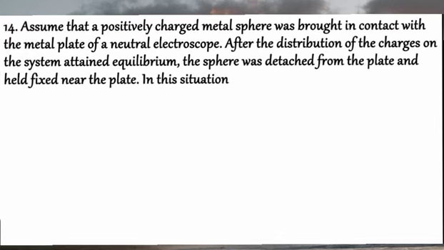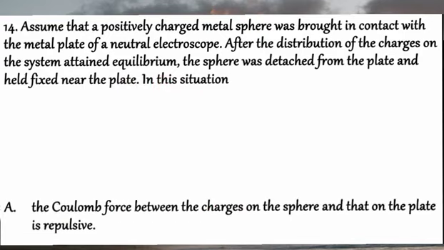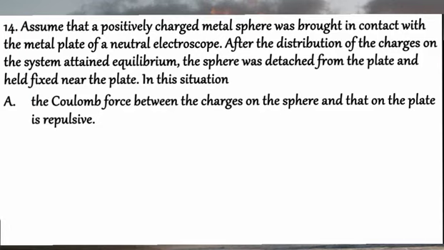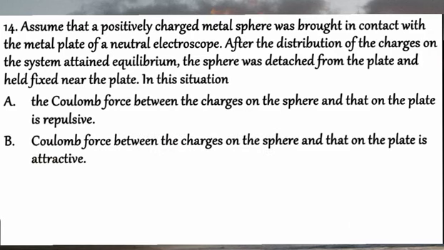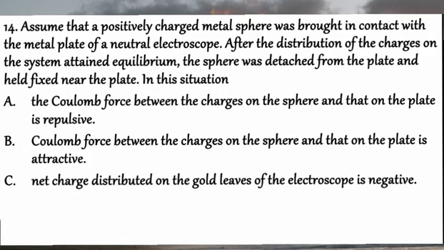Question number 14. Assume that a positive charged metal sphere was brought in contact with the metal plate of the neutral electroscope. After the distribution of the charge on the system attained equilibrium, the sphere was detached or separated from the plate and held fixed near the plate. In this situation, A: Coulomb's force between the charge on the sphere and that on the plate is repulsive. B: Coulomb's force between the charge on the sphere and that on the plate is attractive. D: Net charge distributed on the gold leaves of the electroscope is negative.